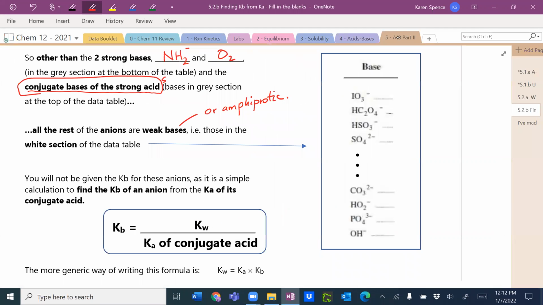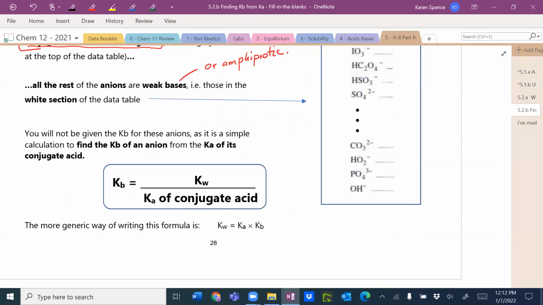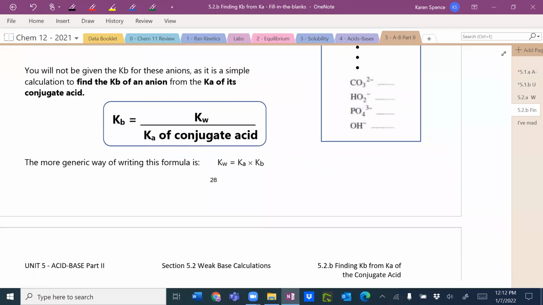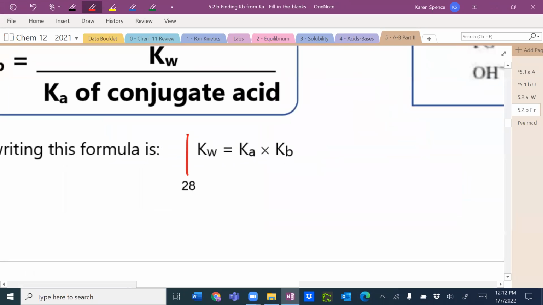So what is that simple mathematical relationship? If you want to find Kb of an anion or any other base, you will take Kw and divide by Ka of its conjugate acid. And a more generic way of writing this is simply that Kw is equal to Ka times Kb.